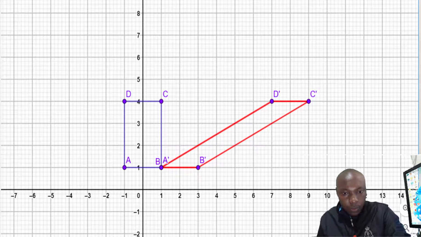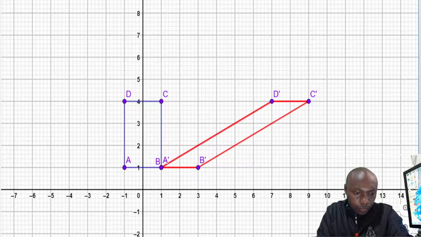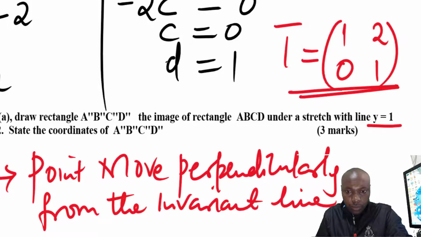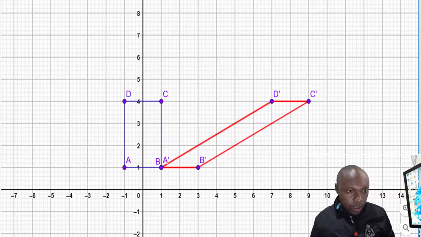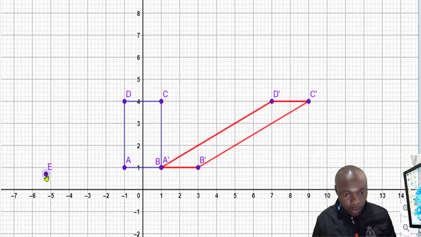So in this case, we are given that A double prime, B double prime, C double prime is the image of rectangle ABCD. The invariant line is y is equal to 1. So we can indicate that line, y is equal to 1. So let me draw that, y is equal to 1. So y is equal to 1 is this line that moves from here. Let me draw that line.